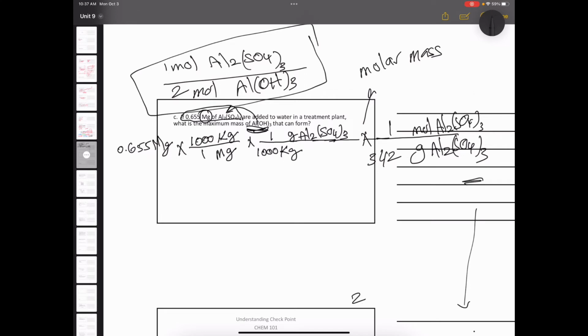You have 2 times the atomic mass for the aluminum, plus the atomic mass from the periodic table, plus the 3 times for the sulfur atomic mass, plus I have 3 times 4, so that makes it a 12. So I have 12 times the atomic mass for the oxygen.